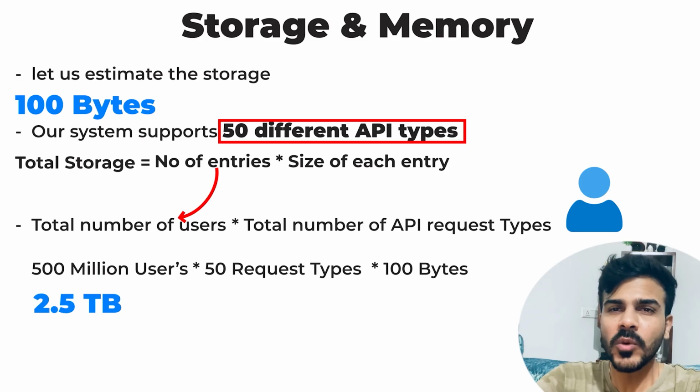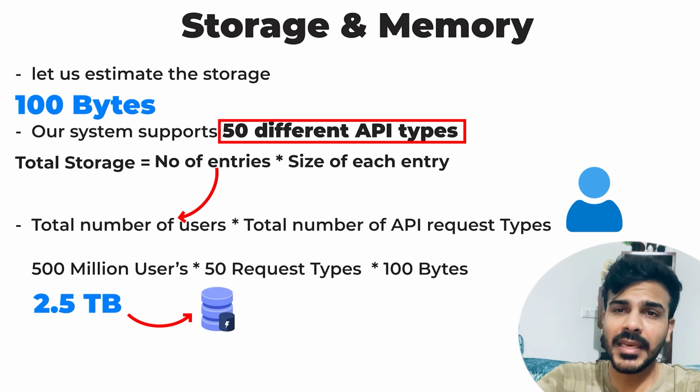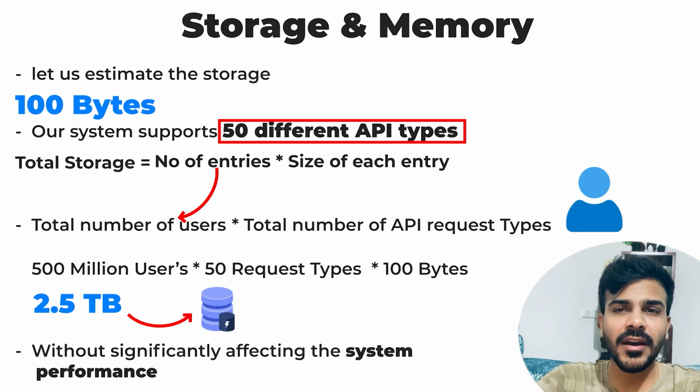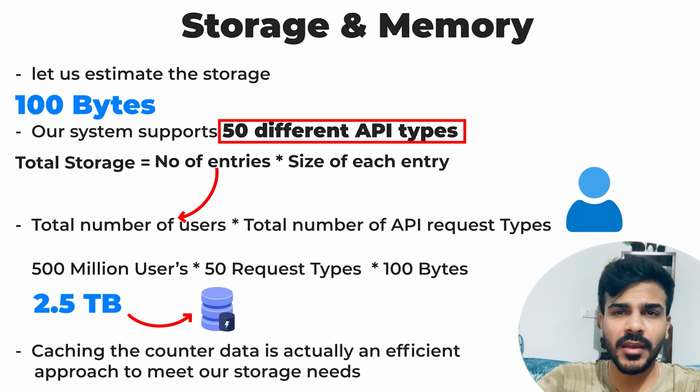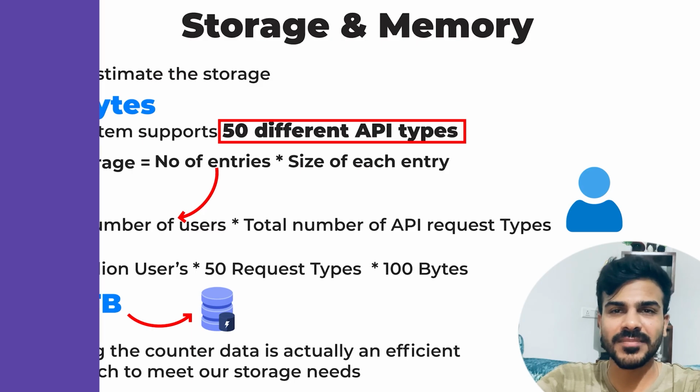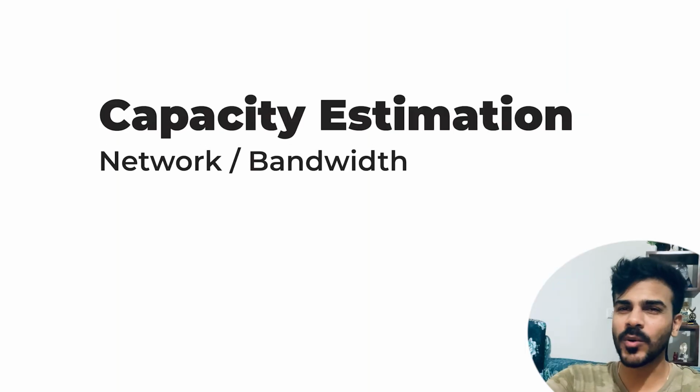Now one thing to note is that this amount of storage is actually manageable by modern caching solutions, meaning that we can store the entire counter data in cache without significantly affecting the system performance. Also, since our latency requirement is quite low and the storage size is reasonable, caching the counter data is an efficient approach to meet our storage needs as well as our non-functional requirement of low latency. Let us now move to the network bandwidth estimation.